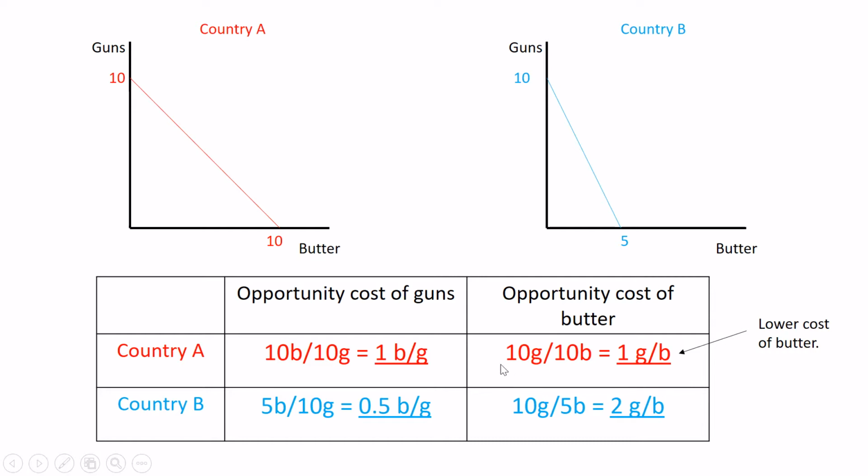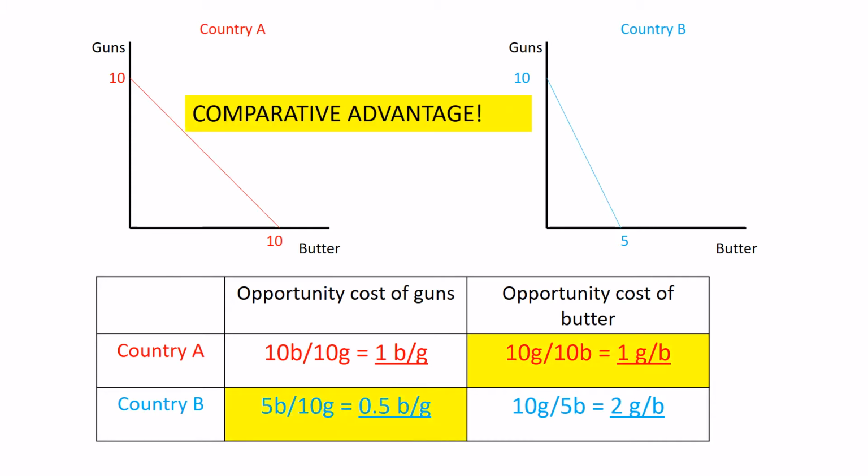Now, if we look at gun production, country A, every gun costs a butter. Country B, every gun costs half a butter. Country B has a lower cost of gun production. And so country B will have a comparative advantage in guns. And so we can highlight that if we want to. Booyah, comparative advantage. When you look at the goods, the one with the lower cost per good has the comparative advantage. Lower cost of gun, comparative advantage.